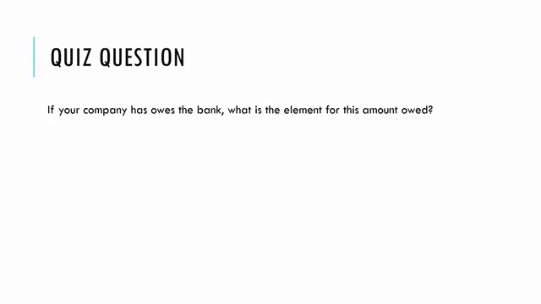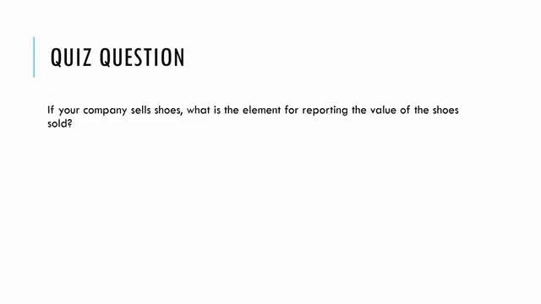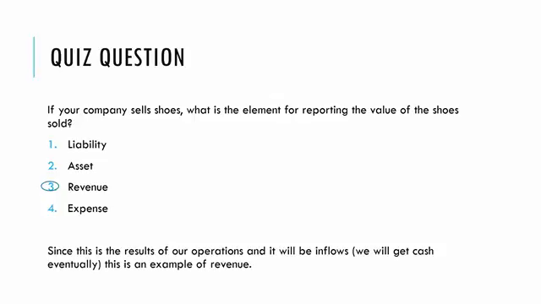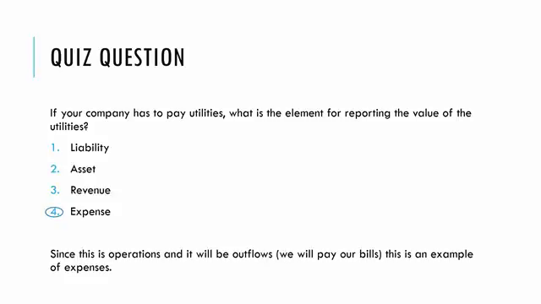Another one. If we owe the bank, what is this? Right again. It is a liability. If your company sells something, what is that called? Right. It's revenue. If your company has to pay utilities, now think of utilities as a necessary thing that the company has to do to generate revenue. So what is that called? Expense.